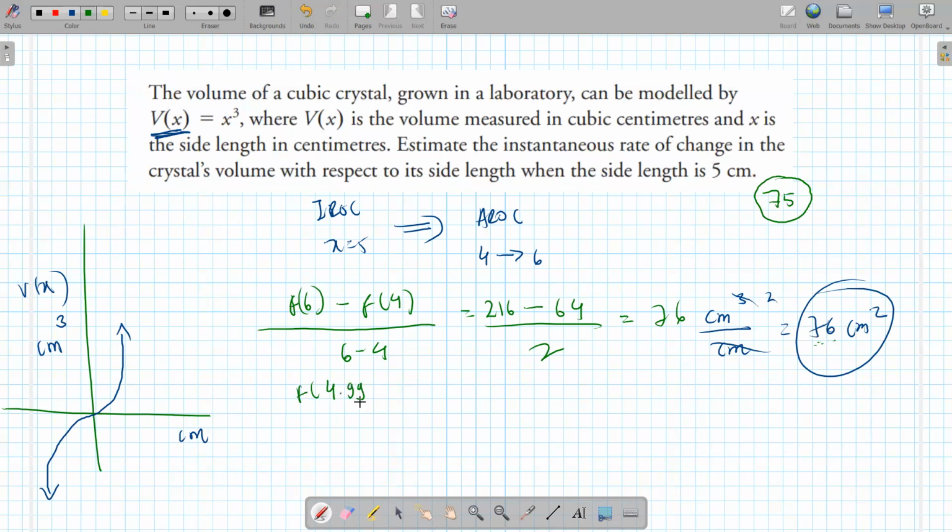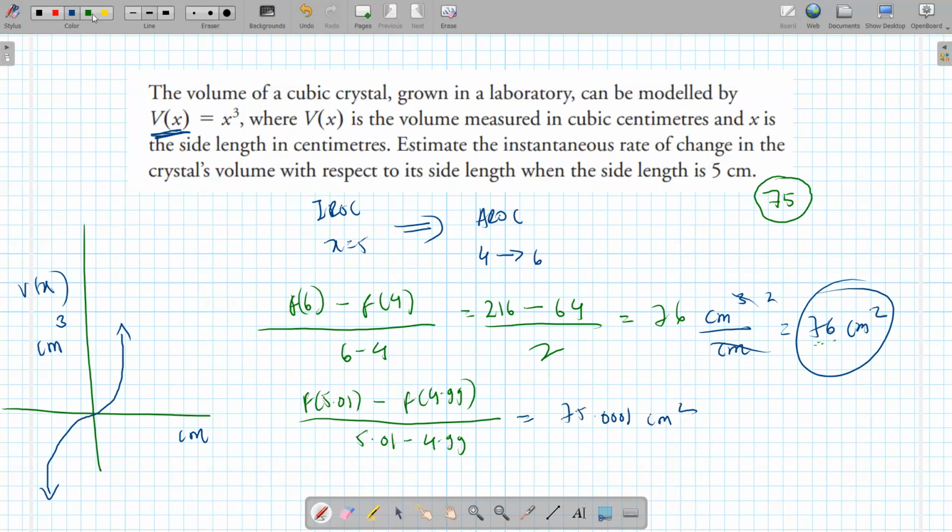So instead of going from 4 to 6, I'm going to go from 4.99, which would be the lower bound because it's less than 5, to 5.01. Why am I doing this? Because now the difference is just 0.02. Last time it was 2, now we've made the difference very small. The smaller this difference is, the more precise your answer will be. So now if we plug this in, 5.01 cubed minus 4.99 cubed divided by 0.02 gives me 75.0001 centimeters squared.